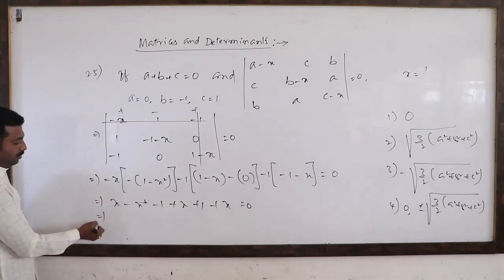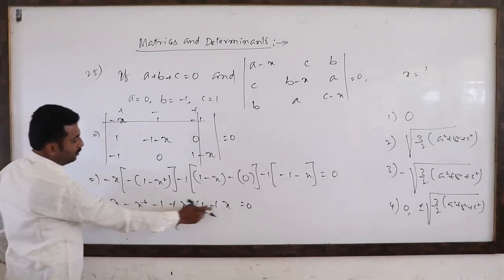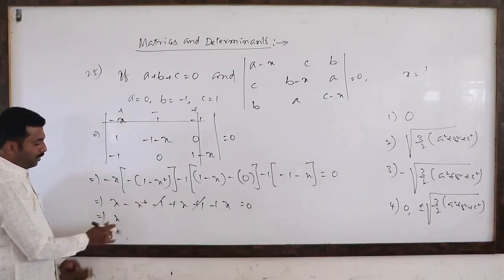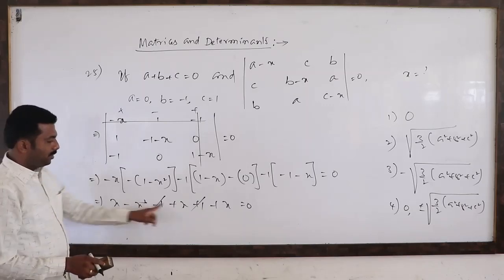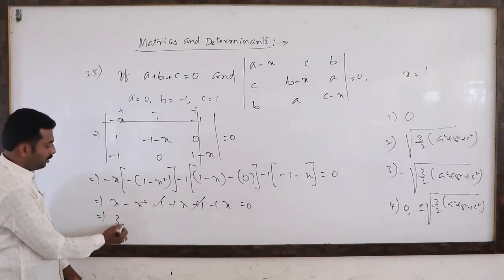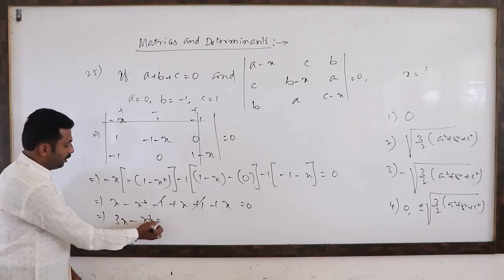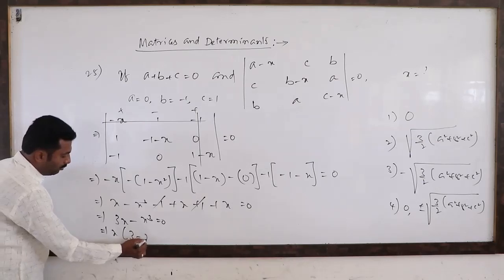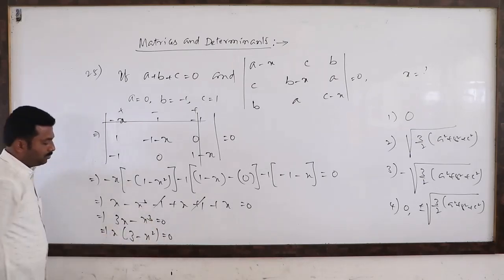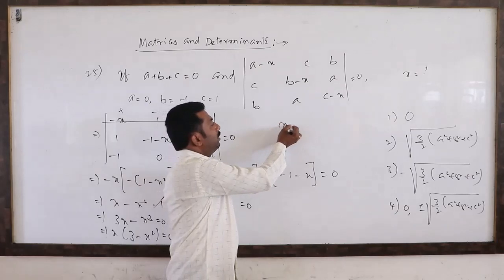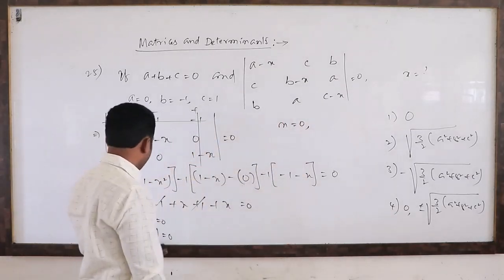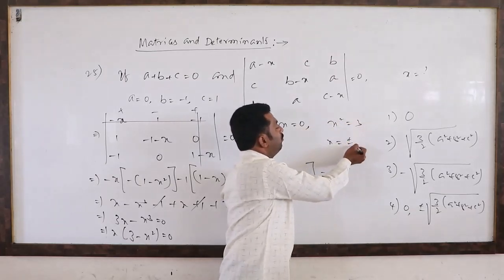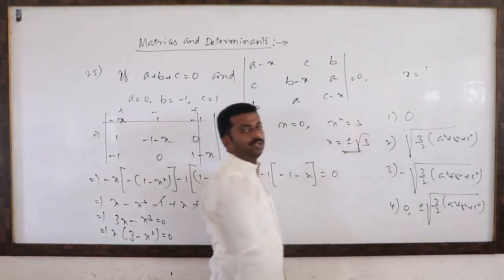So very clear, plus x, x, 3x plus 1 minus 1 cancel. So finally, if you observe, x plus x means this is 3x minus x cube equal to 0. So if I take x common, that is 3 minus x square equal to 0. So finally what we got, either x equal to 0 or x square equal to 3, x equal to plus or minus root of 3.